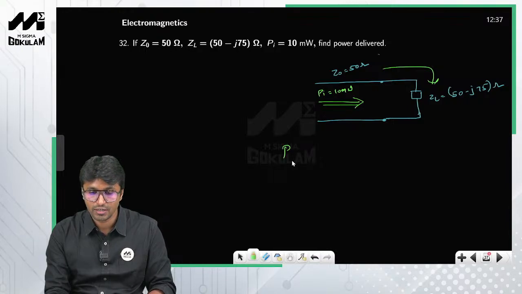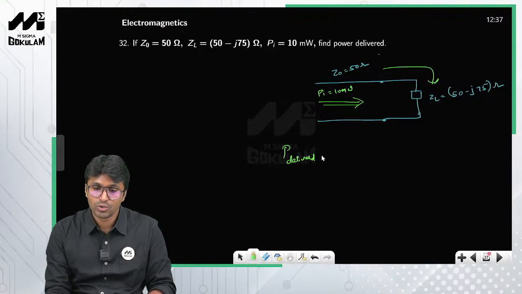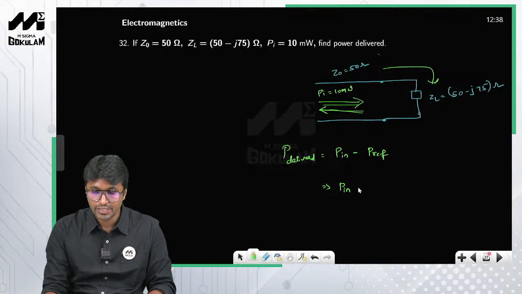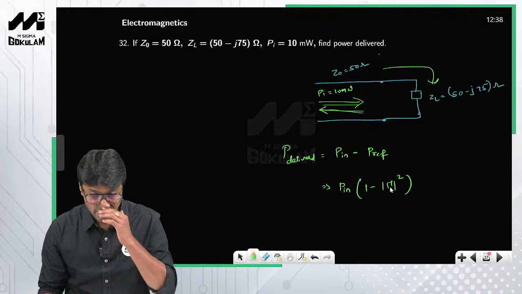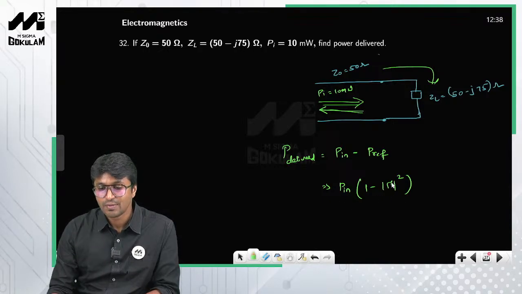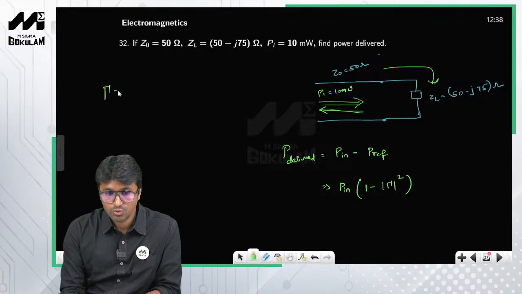We have already learned that the power delivered to the load is nothing but the power incident minus the power reflected, right? And we have derived a relation: the incident power into 1 minus the magnitude of the reflection coefficient whole square, right? So the input power is given, all you need to find is the magnitude of the reflection coefficient. So the reflection coefficient is nothing but ZL minus Z0 by ZL plus Z0, right?